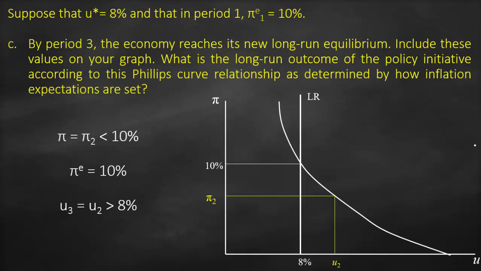Consequently, our unemployment 3 will be equal to unemployment 2, which is bigger than 8%. Why? Because there is a negative relationship between inflation and unemployment.